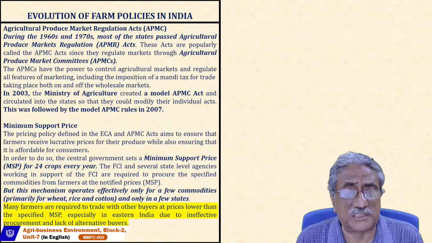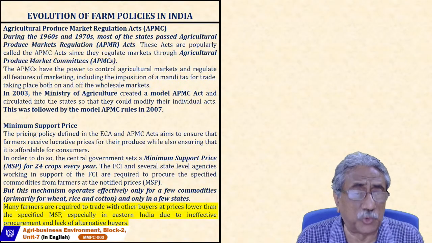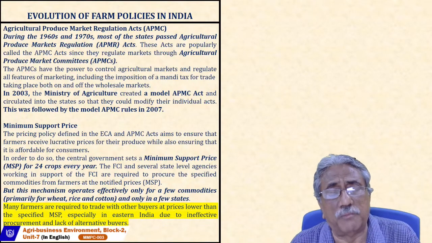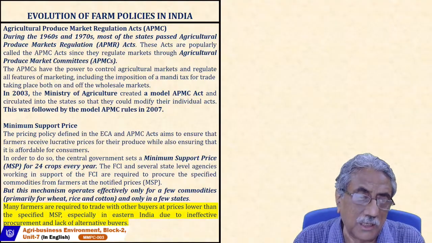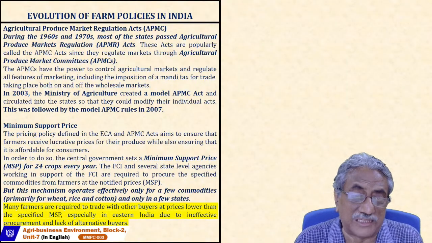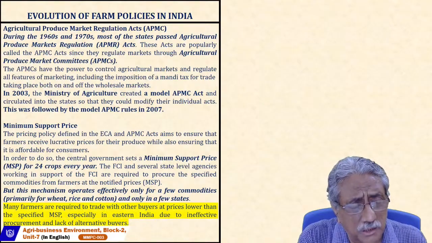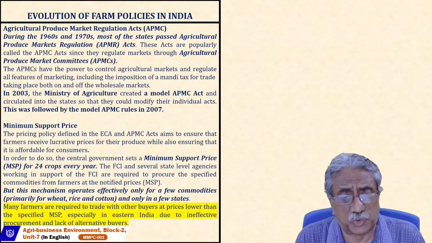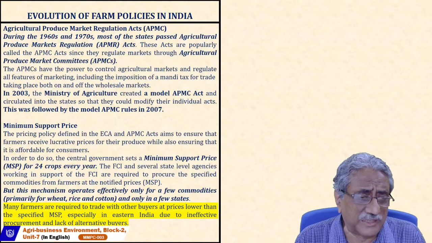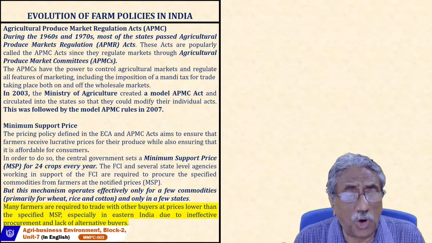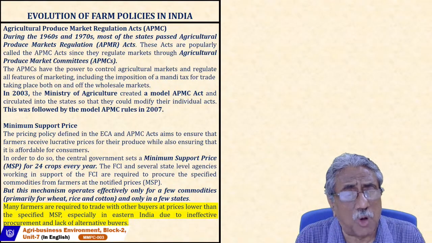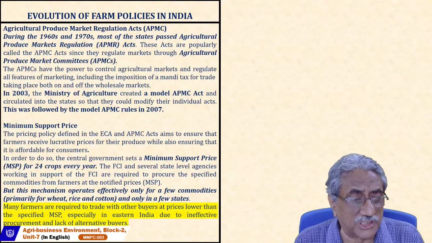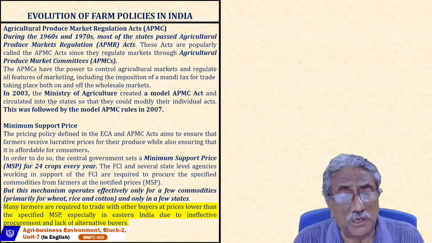The Food Corporation of India and several other state-level agencies working in support of FCI are required to procure. Every state has a state cooperative marketing federation or something like that, in the cooperative sector or in the state sector. In support with FCI, they procure at the minimum support price, and for that the government also funds them. But what was happening is that this mechanism operates effectively only in a few commodities, primarily, as I told you, wheat, rice, cotton, and only in a few states.